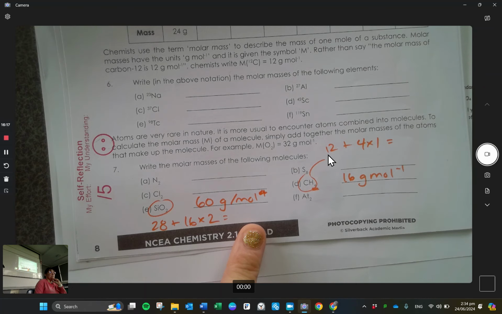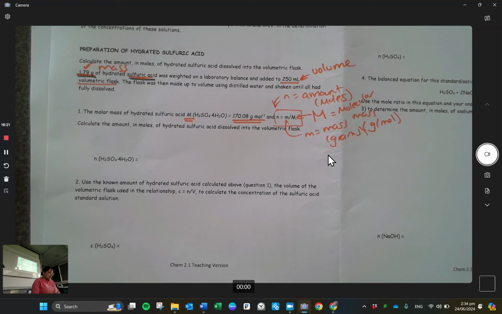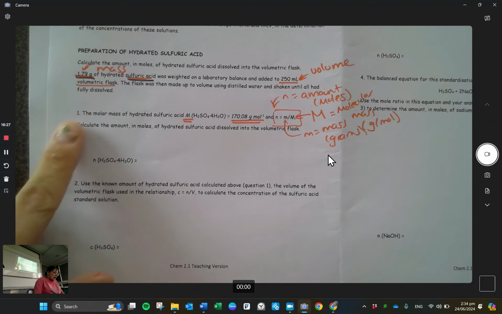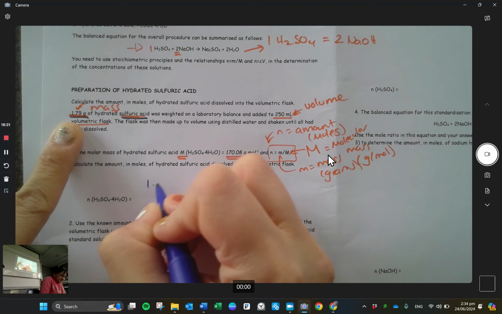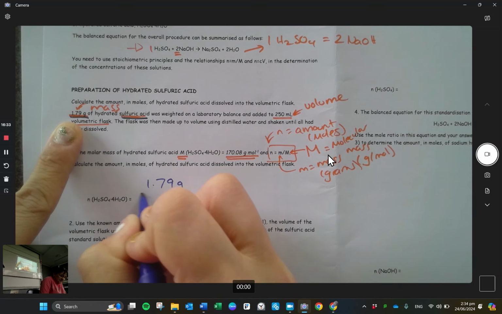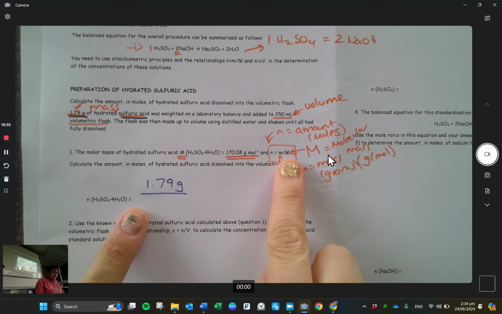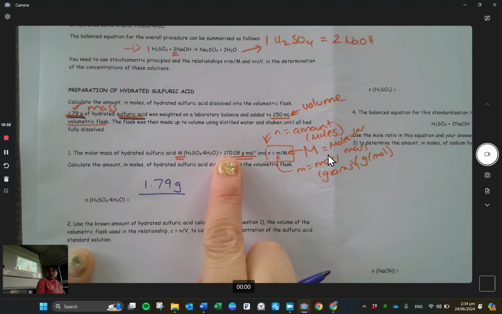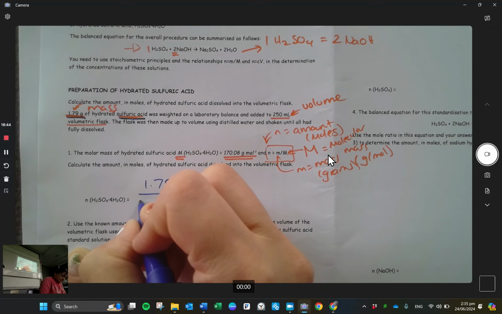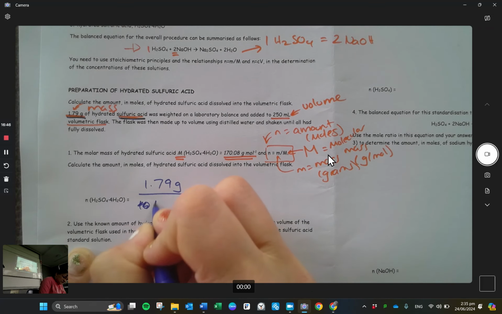Are we okay? Okay. So for this question here, I want to figure out the number of moles of sulfuric acid I have based off of what I've weighed out. So I have weighed out a mass of 1.79 grams, and I need to divide that by the molecular mass, so that way I can figure out moles. So the molecular mass is 170.08 grams per mole.